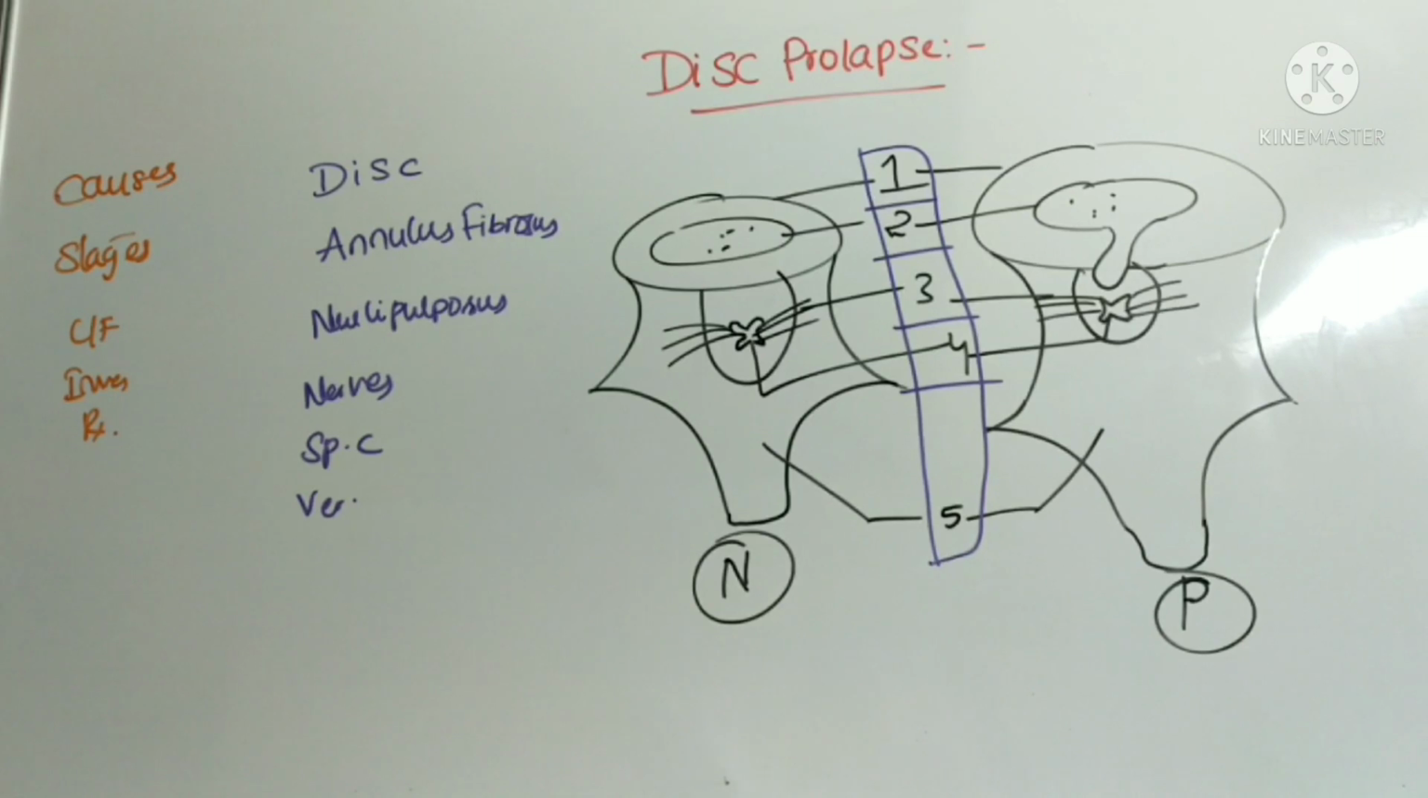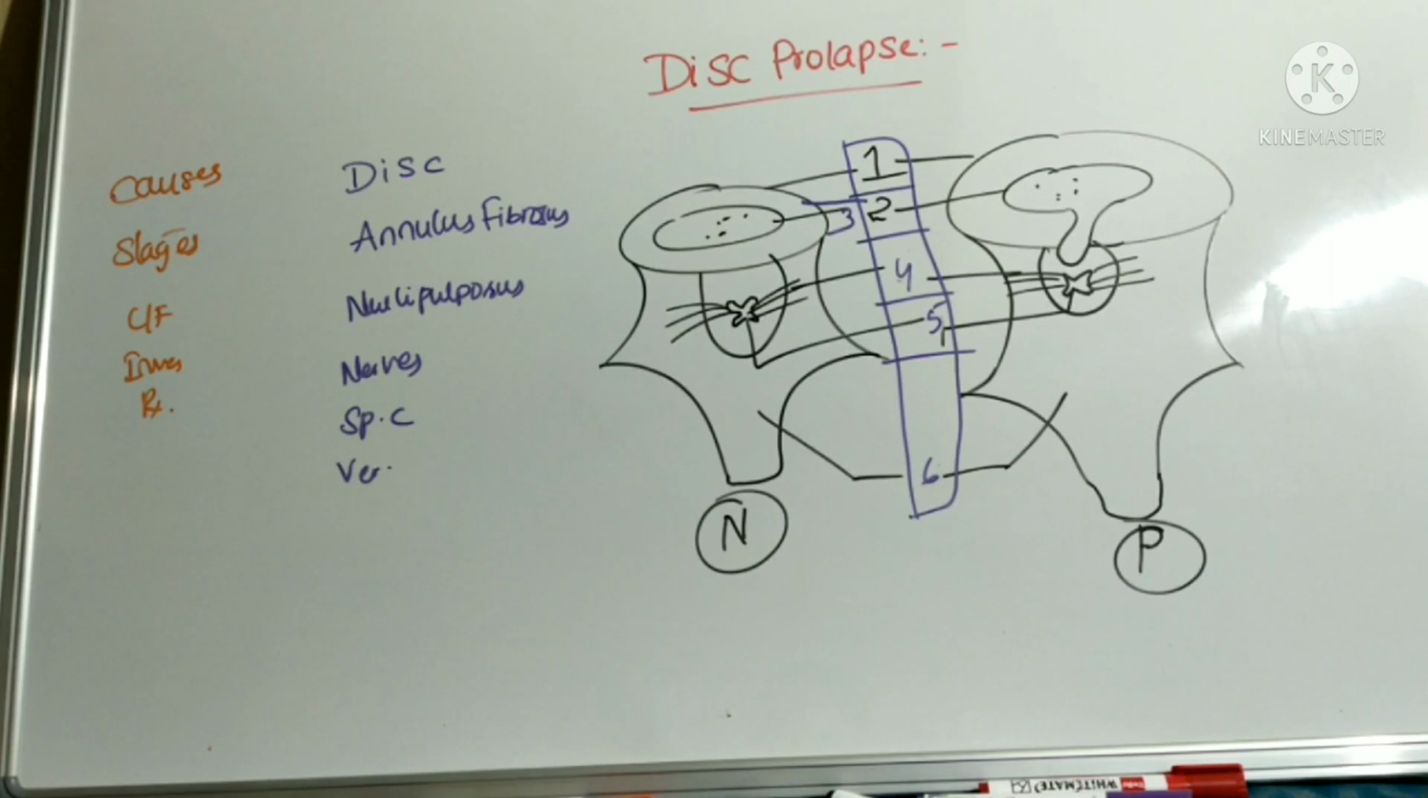Firstly, you have to know this diagram. First one is disc, second one is annulus fibrosus, third one is nucleus pulposus, fourth one is nerves, fifth one is spinal cord, and the last one is vertebrae. That edge part which is seen as U will be there, no? That thing is the vertebrae. Okay, first thing is the second part, that is annulus fibrosus.